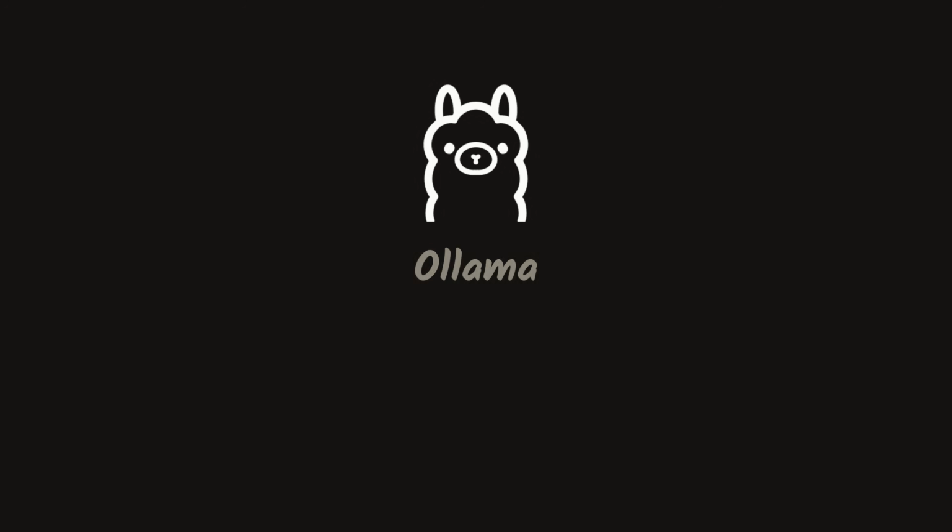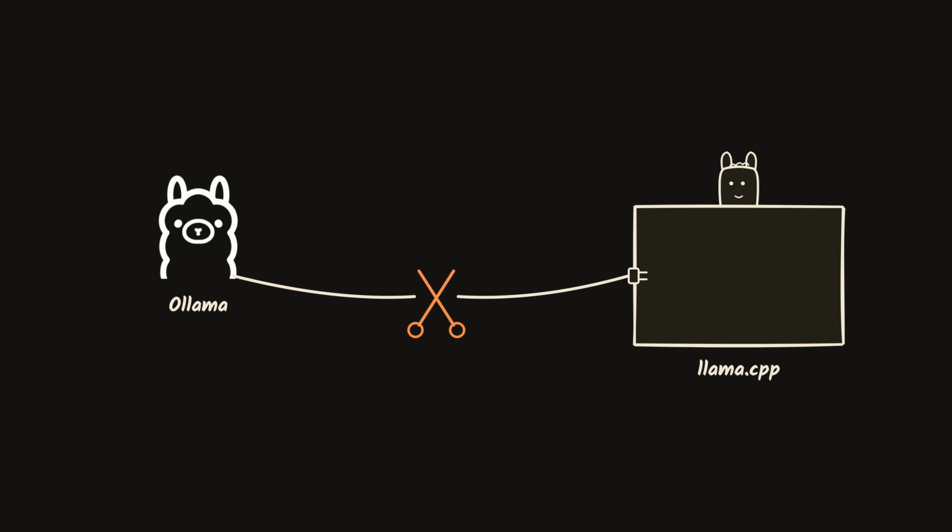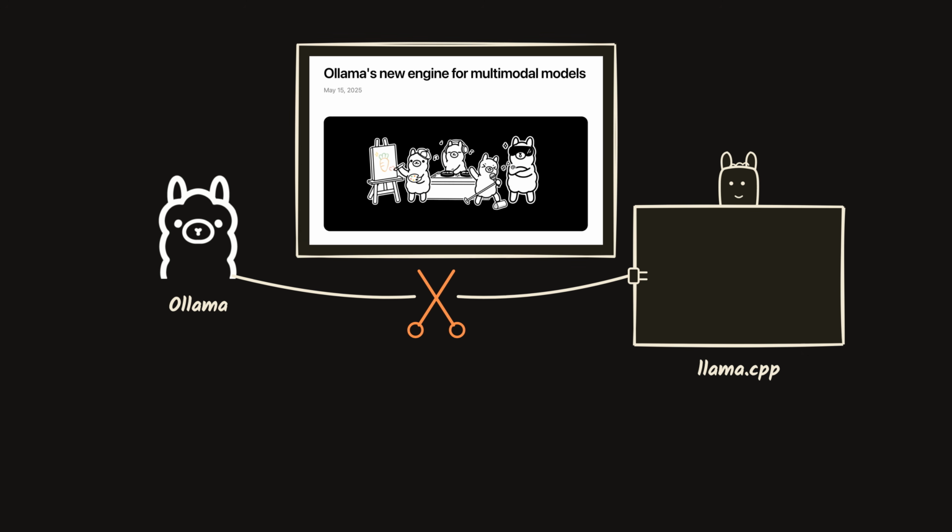Nearly every app you might reach for, Ollama, LM Studio, the rest, is really just a wrapper around it. Take Ollama, by far the most popular way people run models at home, a YC-backed startup with a huge following. A while back, it tried to cut the cord. It announced its own engine and said it was moving off Llama.cpp.